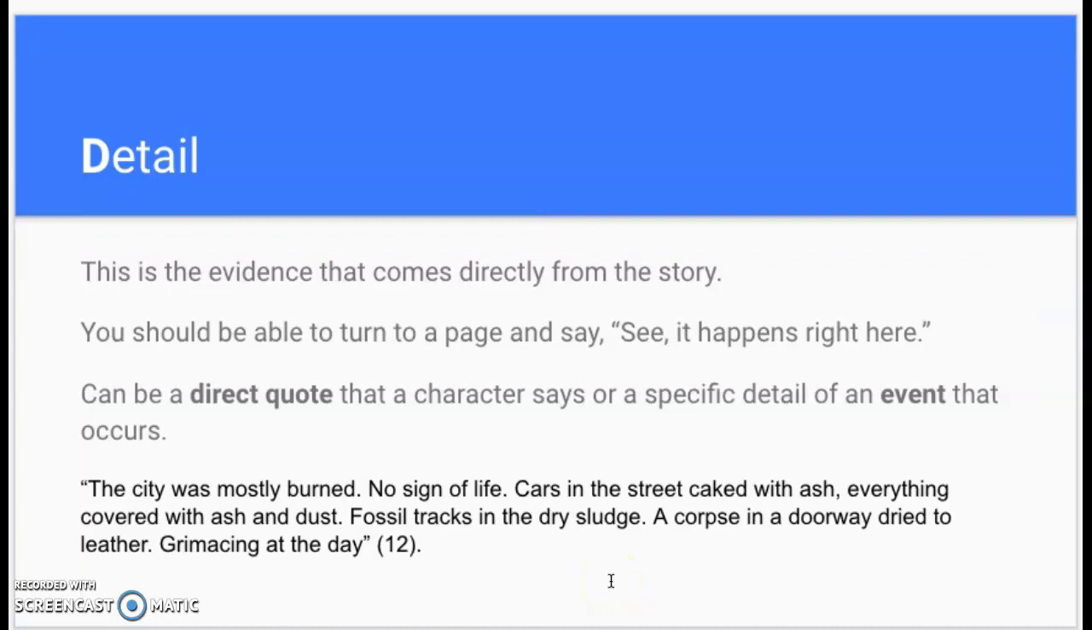Now I've given the direct quote. This direct quote from the book really early on does make it seem like a nuclear holocaust has occurred in this novel. If you look at McCarthy's description of the world, it's burned, cars in the street are still there, but they're caked with ash, everything's covered in ash, but there's still corpses in doorways. It's almost like people were frozen in time.